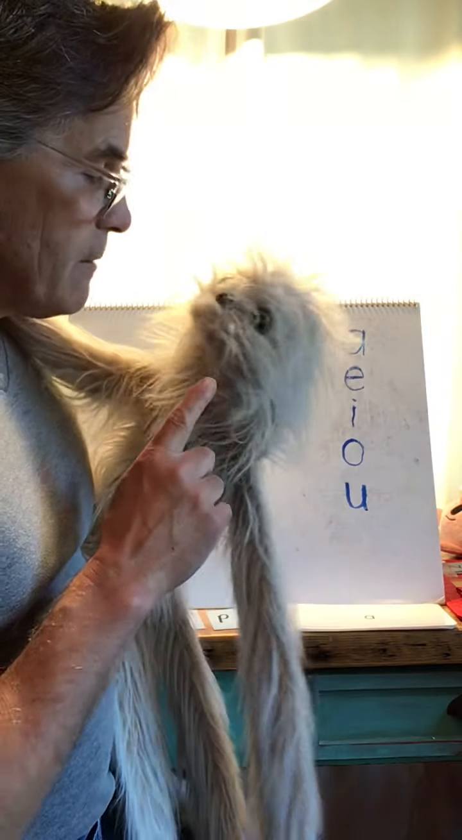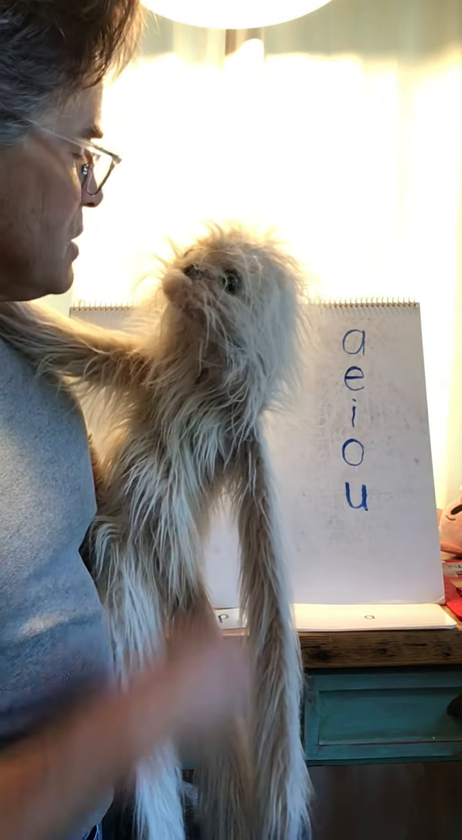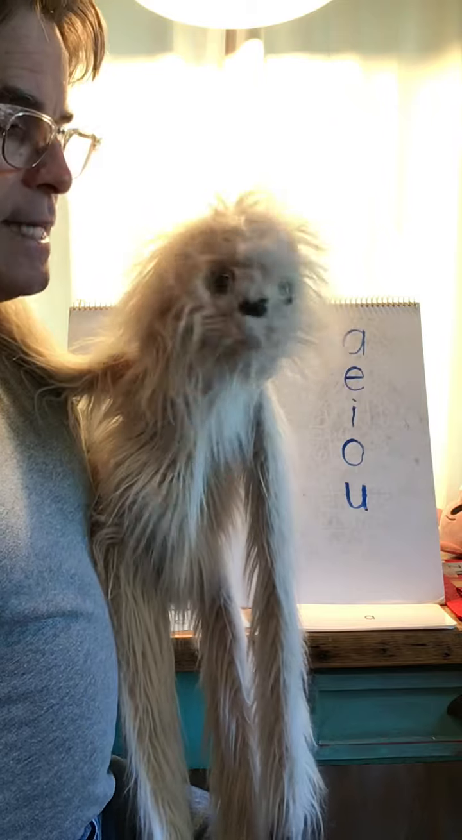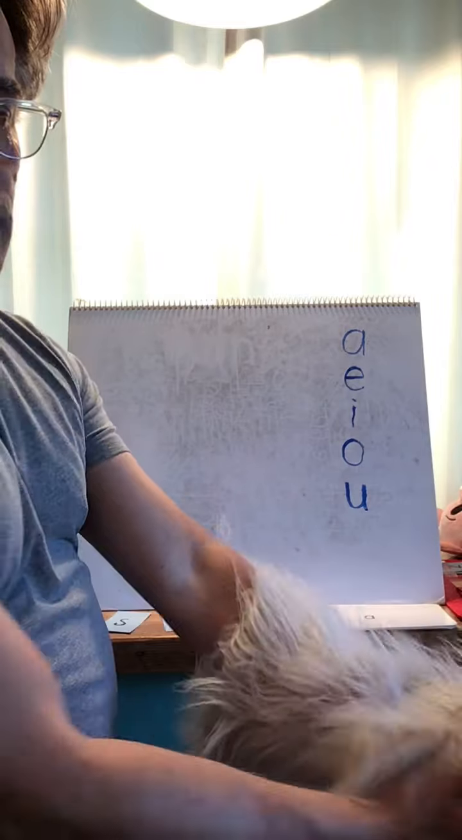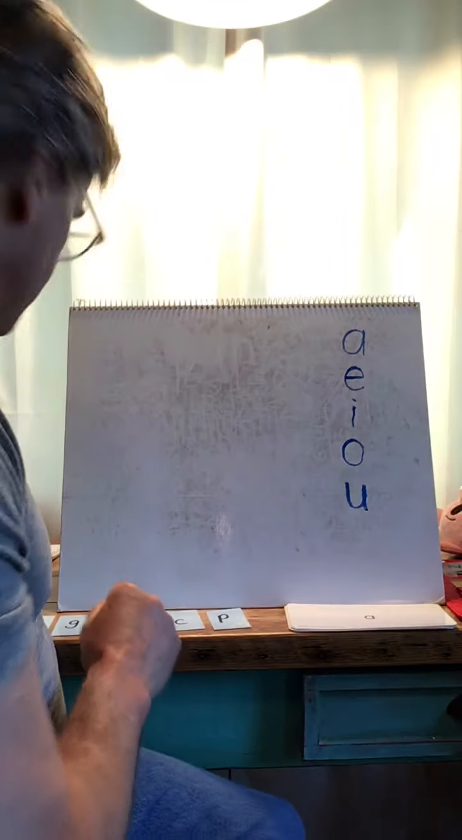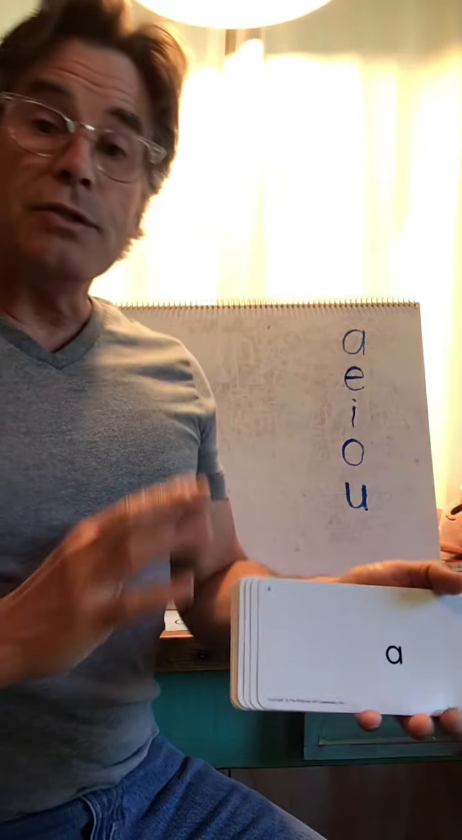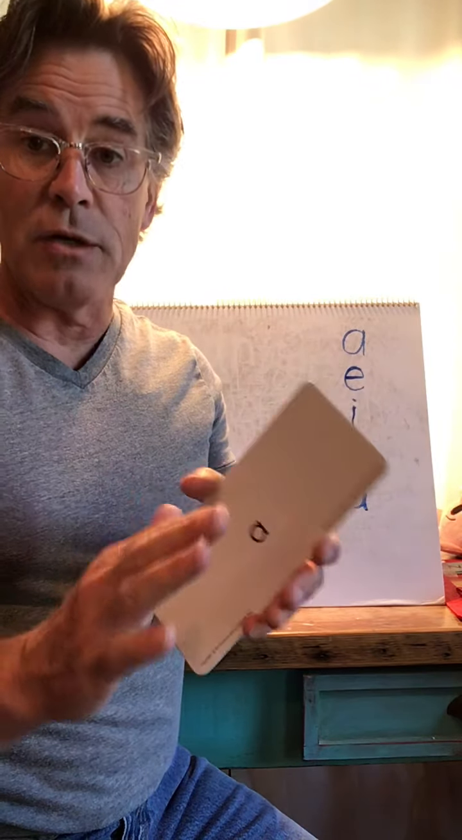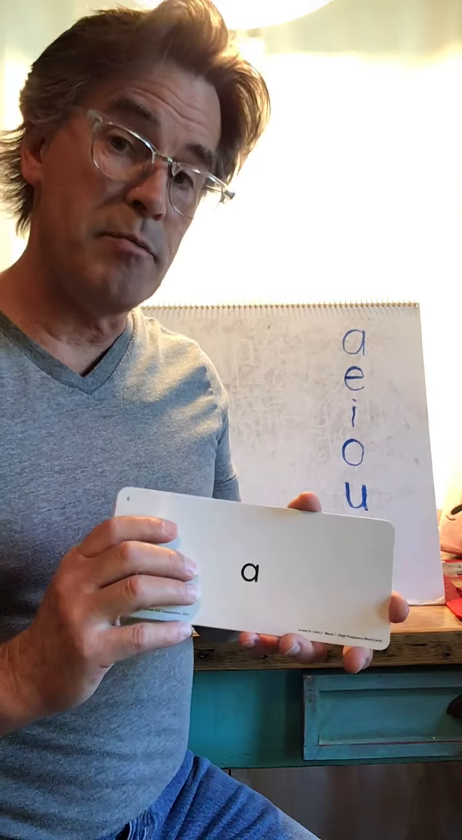Okay, now, Critter, I'm going to put you down for a bit so that I can play around with some letters and some words. Is that okay? Okay, I'll just go sit down over there, and I'll just watch and see what you do. Okay, here, get comfortable over there.